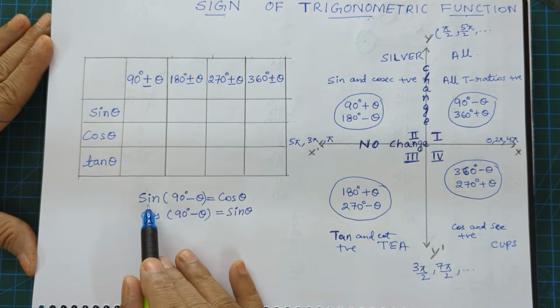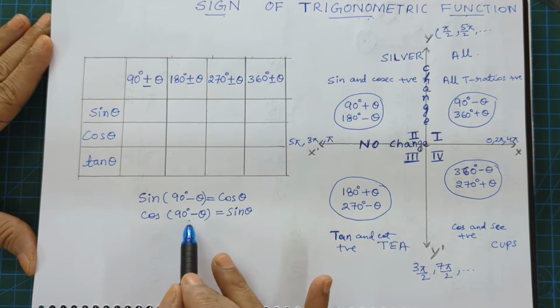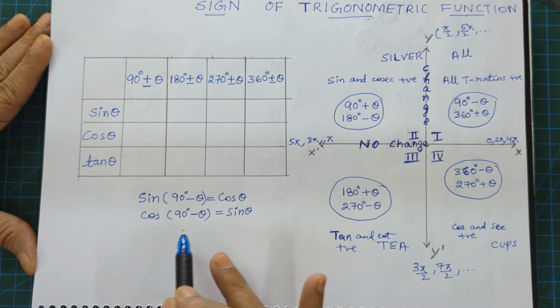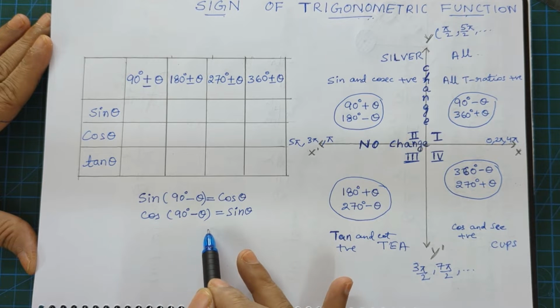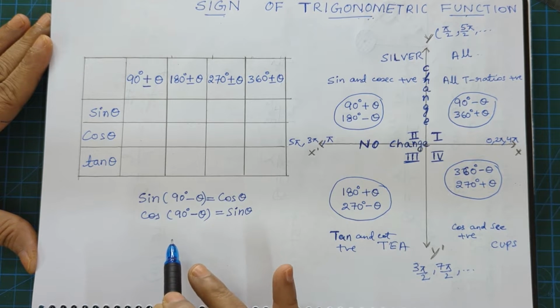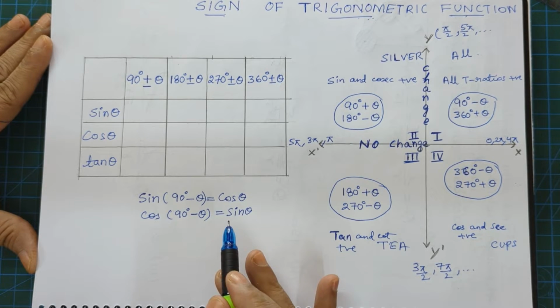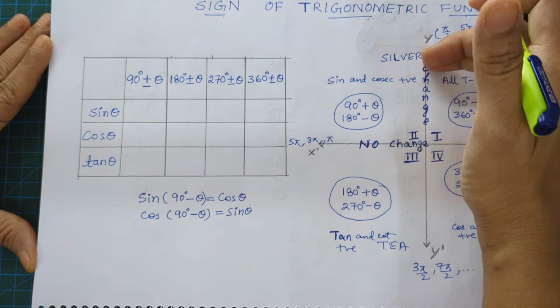As we know, sine of 90 minus theta is cos theta and cos of 90 minus theta is sin theta. Meaning sine and cos are complementary trigonometric ratios. Similarly, sec and cosec are complementary trigonometric ratios, and tan and cot are complementary trigonometric ratios. But that was up to the first quadrant information. Complementary means something that happens in the first quadrant, 0 to 90 degrees.